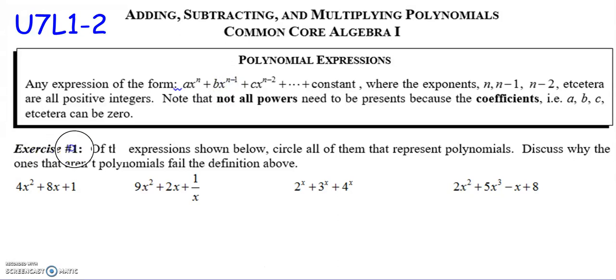So on this first exercise, number 1, it says, of the expressions shown below, circle all of them that represent polynomials. So circle the ones that are polynomials. Discuss why the ones that aren't polynomials fail the definition above. So which ones are and which ones aren't polynomials. So try that now, please.